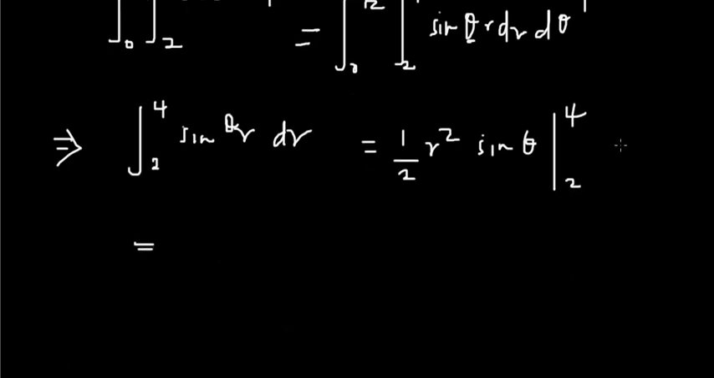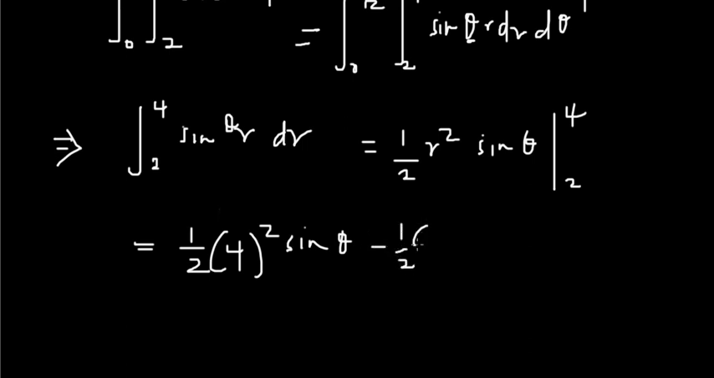So let's solve that. Let's first insert 4, and after that you insert 2. So we have 1 on 2, r is 4 squared, and then sine of theta, minus 1 on 2, r is 2 squared, and then sine of theta. So from here, when you simplify this, this will give us 8 sine of theta minus, this will give us 2 sine of theta.